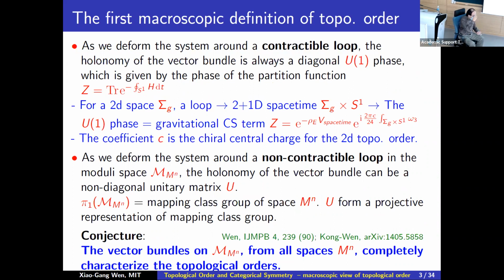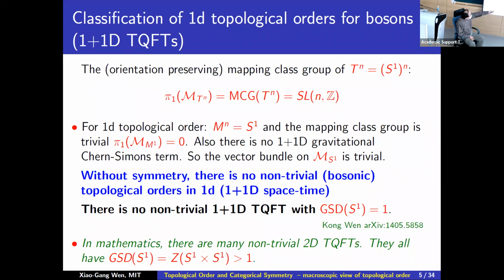And the conjecture is that the mapping class group for the torus is really SL(n, Z). This is a result for the manifold. It's not a result for lattice models. So we jump: we say the lattice model and the manifold may be similar. We're using the result from the manifold to conjecture that pi one of the lattice model moduli space is also SL(n, Z).